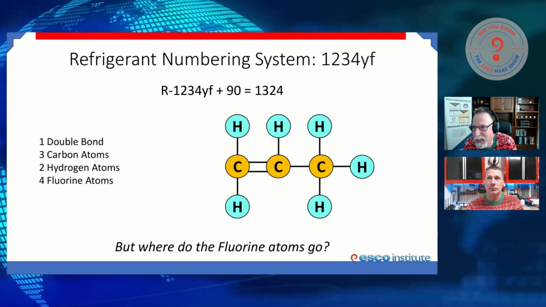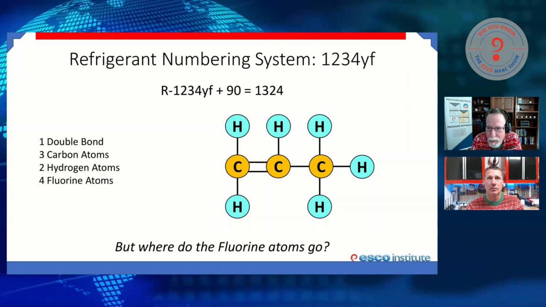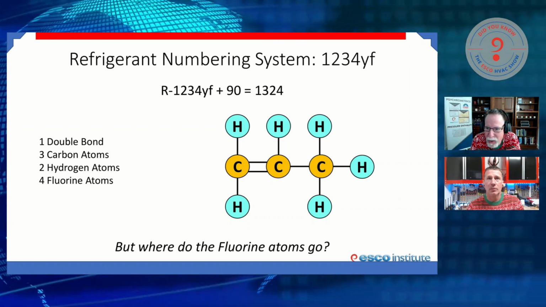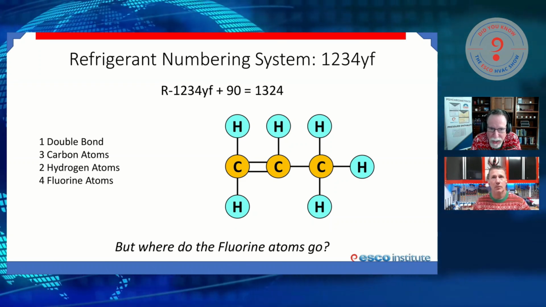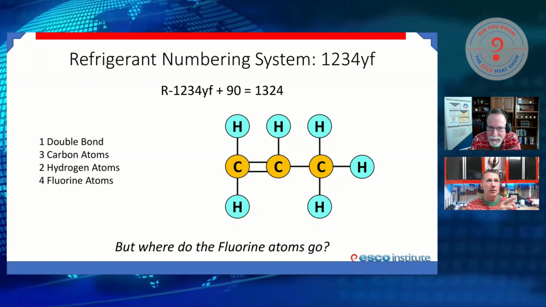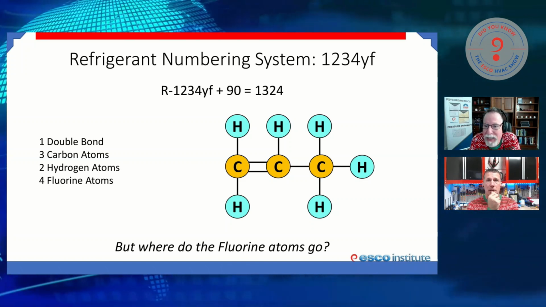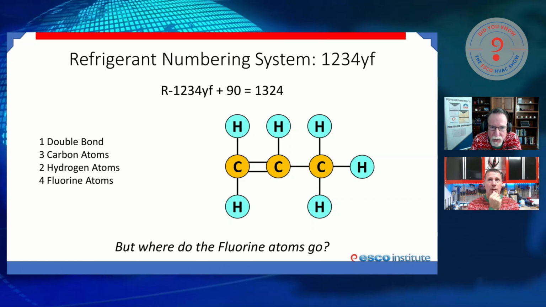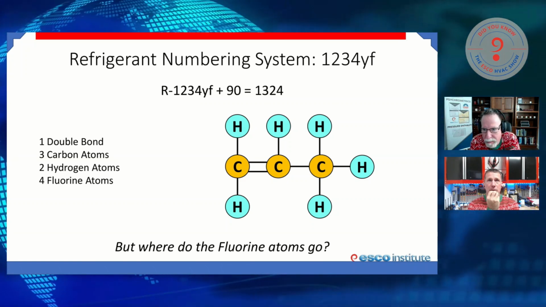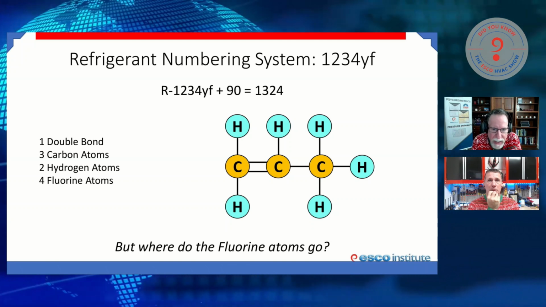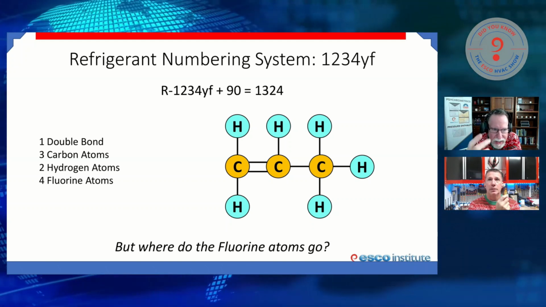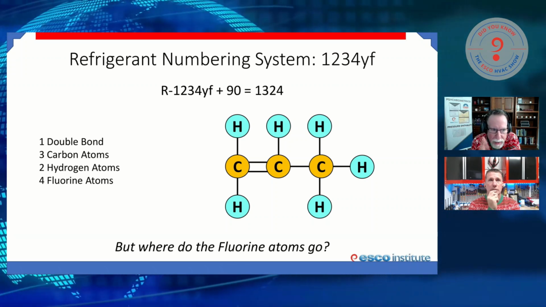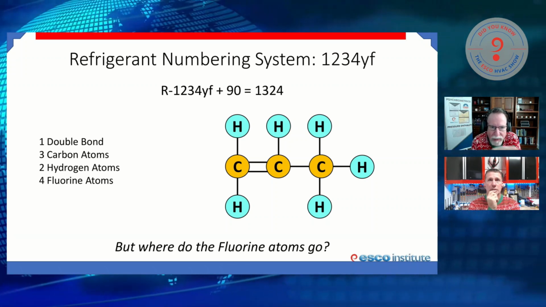So let's try the numbering system with 1234yf. 1234 plus 90 is 1324. The first number is a double bond. That tells us it's a propene-based refrigerant, because we have 3 carbon atoms. Because we add 90 to 1234, we get 1324: 1 double bond, 3 carbons, 2 hydrogens, and 4 fluorines.